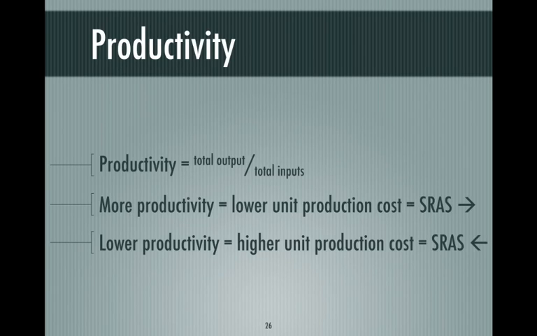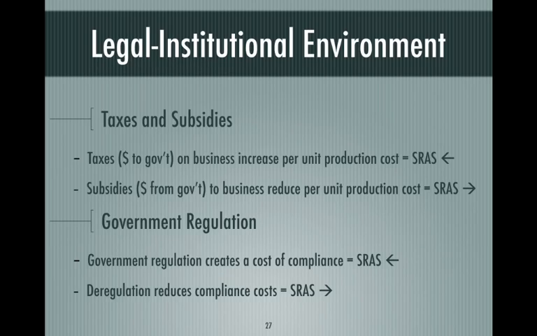Productivity is extremely straightforward. I'm going to go through this one real fast. The more productive our laborers are in our nation, the more supply we're going to end up having. Less productive, less supply. All right, and our last determinant we're going to explore is our legal institutional environment.